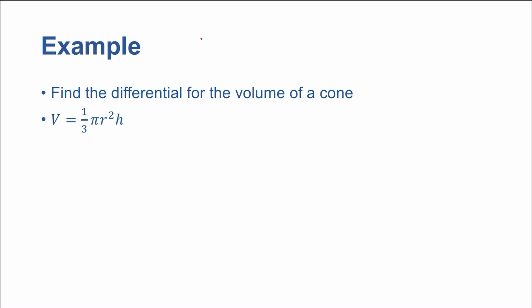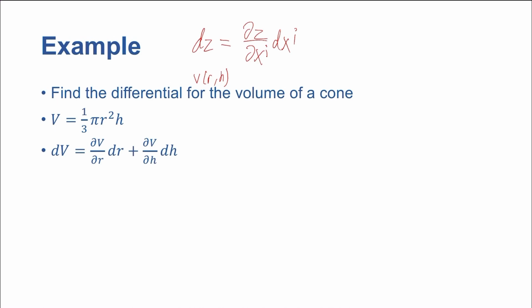So if we remember, dz is equal to the sum of partial z partial x_i dx_i. So what we need to do is take partial derivatives with respect to both our variables, r and h, because V is a function of r and h. So we will take derivatives with respect to r and with respect to h, and then we'll tack on these differentials at the end. So the differential volume should be equal to partial V partial r times dr plus partial V partial h times dh.